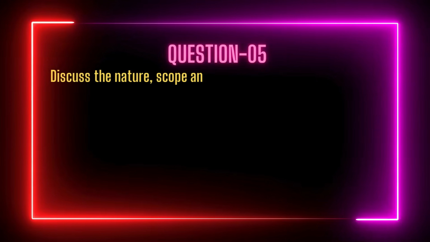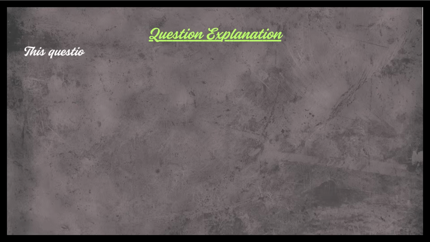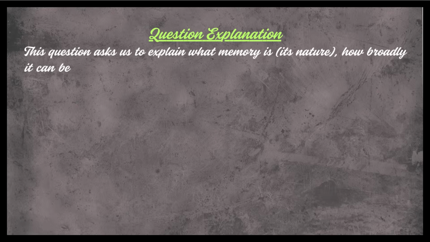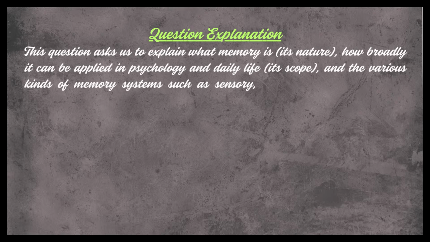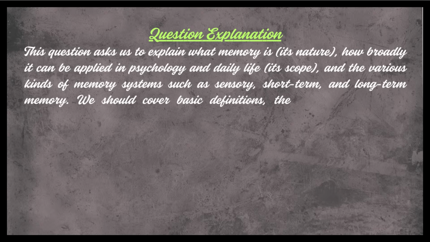Let's begin. Question 5. Discuss the nature, scope and types of memory. Question explanation. This question asks us to explain what memory is, its nature, how broadly it can be applied in psychology and daily life, its scope, and the various kinds of memory systems such as sensory, short-term, and long-term memory. We should cover basic definitions, theoretical insights, and examples where necessary.